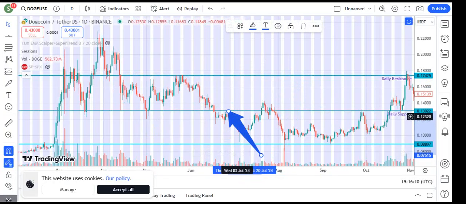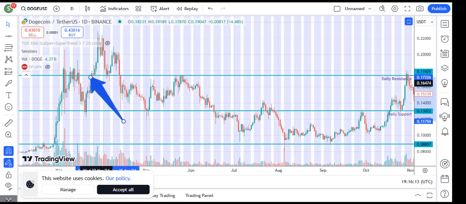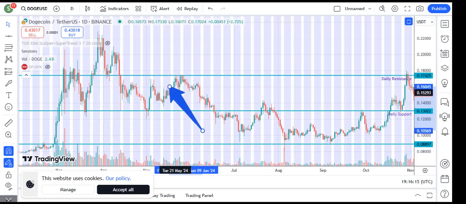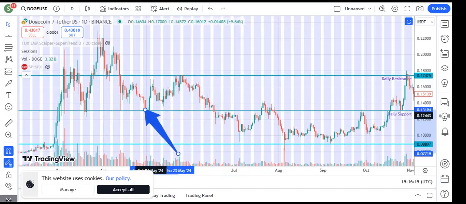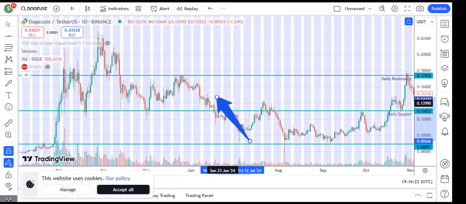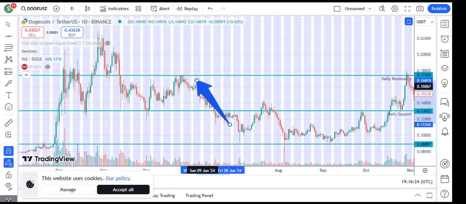So basically, let me go again. This resistance is like a rooftop. For instance, you throw a ball on the rooftop. What happens? It bounces back. That's what happened here.